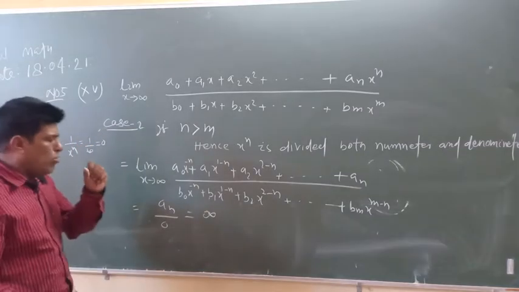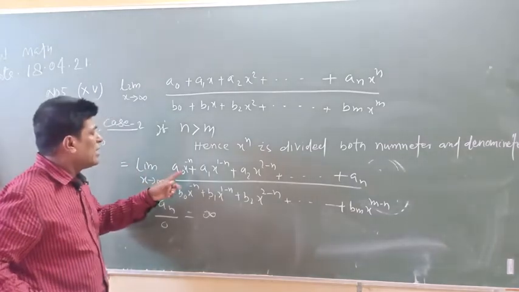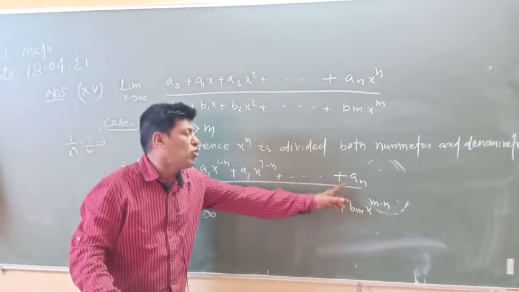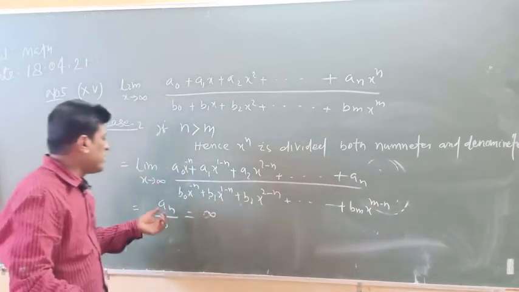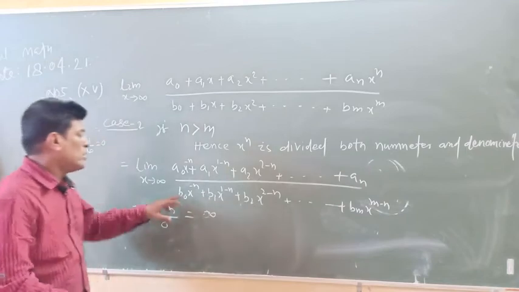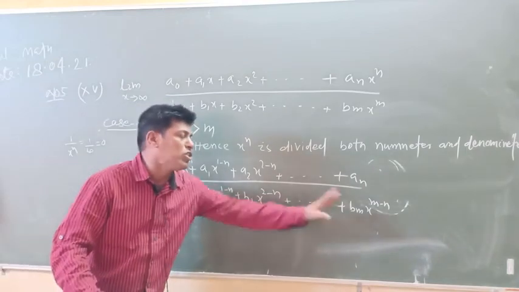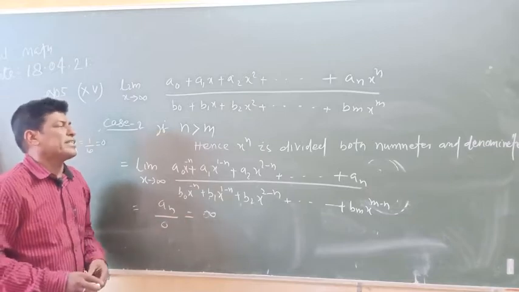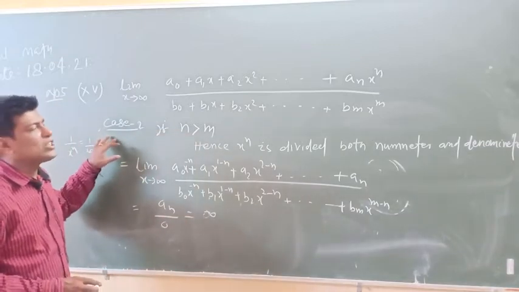Similarly, that term is 0, that term is 0, all the way to the last term. Only an remains. Similarly, on the denominator side all terms are 0, so 0 plus 0 is equal to 0. an by 0 is equal to infinite. That is case 2.